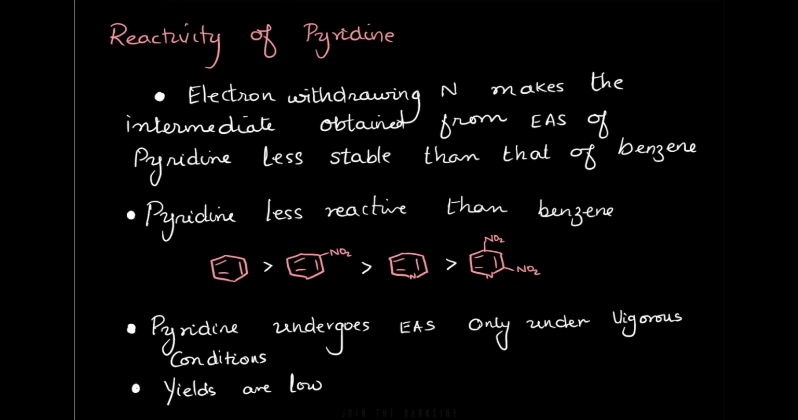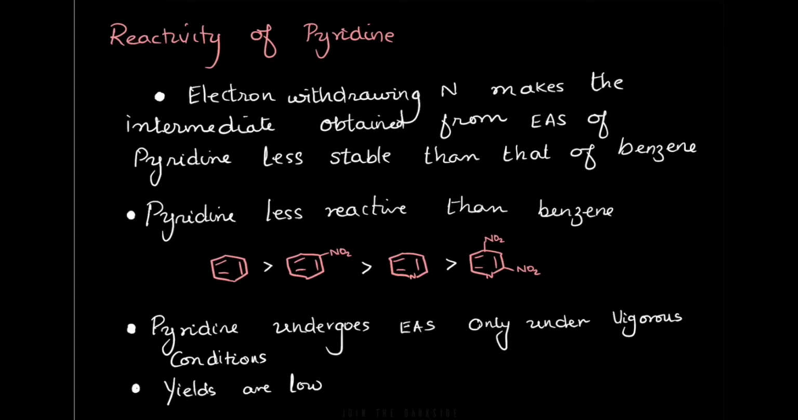Now, what about the reactivity of pyridine? Is it more reactive than benzene or less reactive than benzene? Remember, pyridine has a nitrogen in it, and because of which the intermediate that's obtained from the electrophilic aromatic substitution of pyridine is going to be less stable than that of benzene. And therefore pyridine is going to be less reactive than benzene in an electrophilic aromatic substitution reaction.